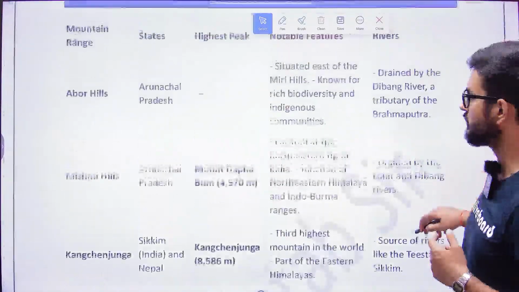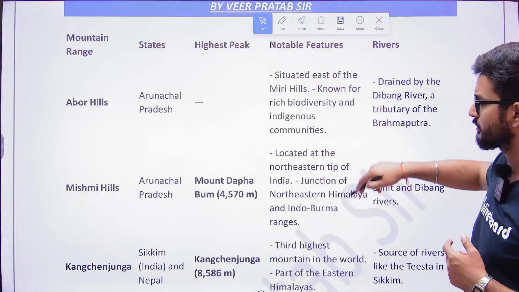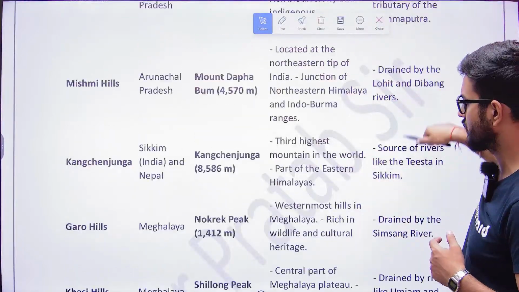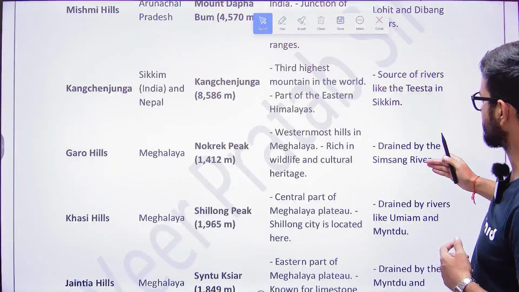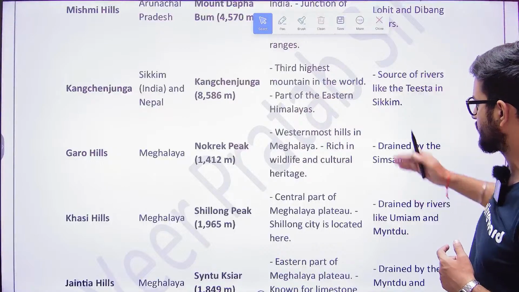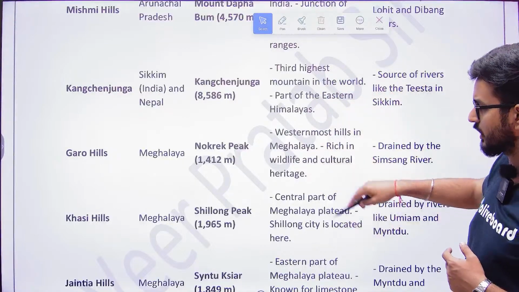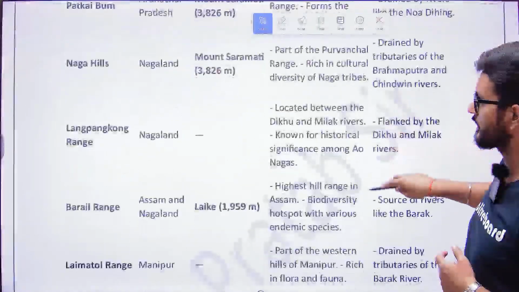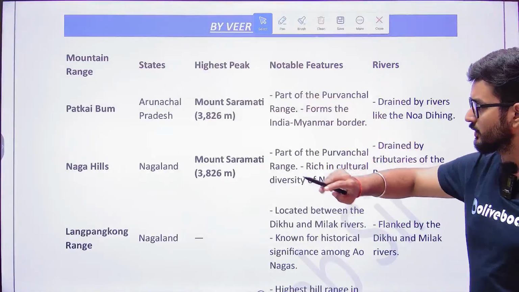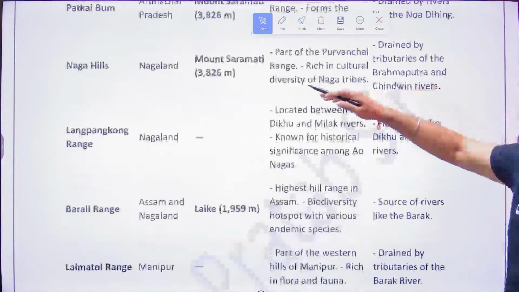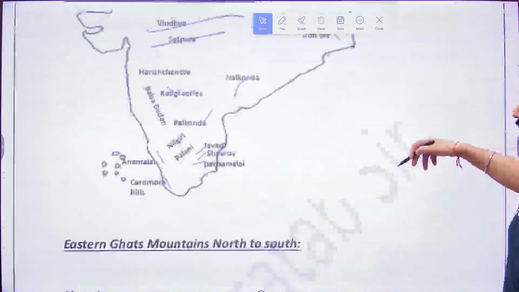Now similarly, Mirhi, Mishmi, then Kanchenjunga, Garo. So see, here it is drained by which river, which is the important aspect. So I have mentioned this. Then there is another important aspect here. So you can go through these ranges.